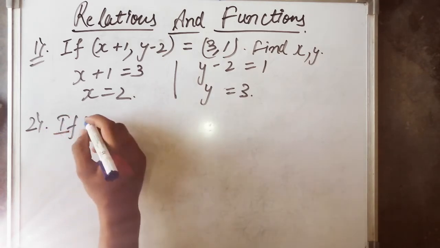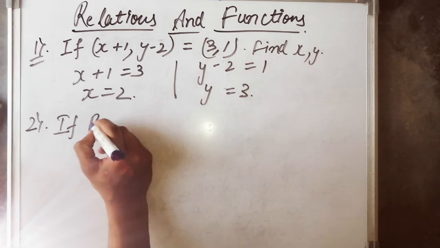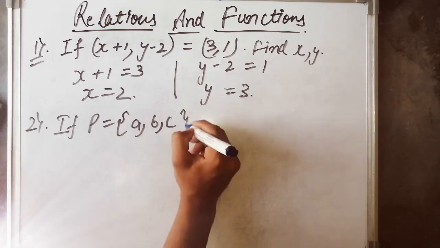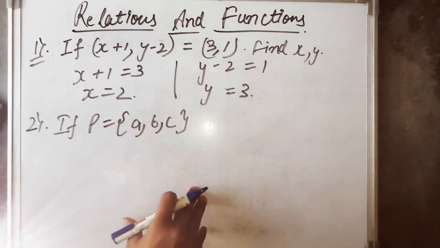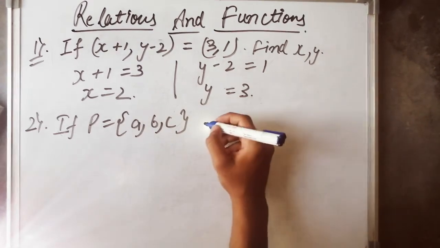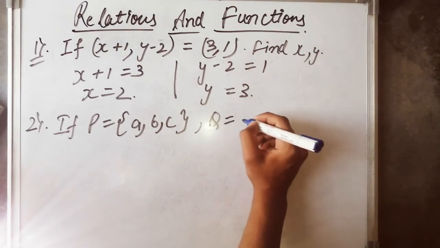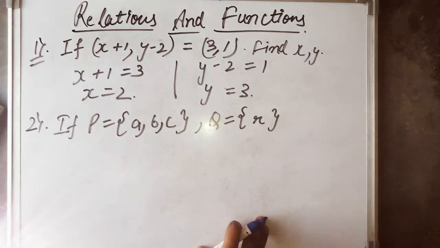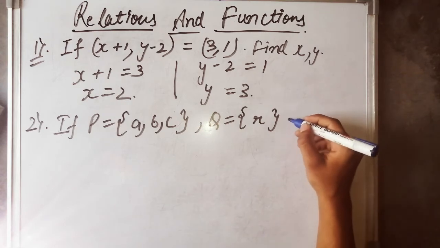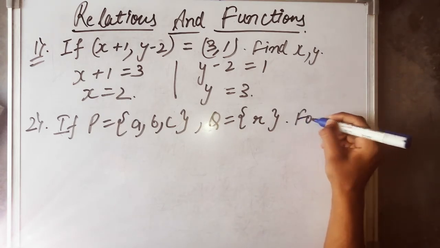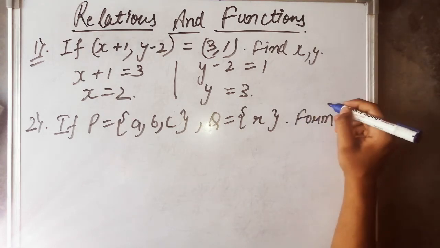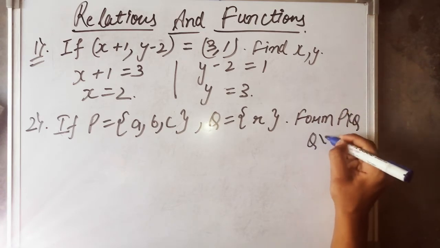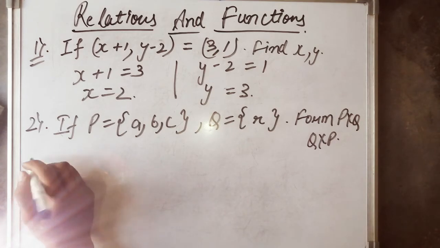Our second example is: if P is equal to {A, B, C} and Q is equal to {R}, find the sets P cross Q and Q cross P. Form P cross Q and Q cross P. Let's have a look at the solution.